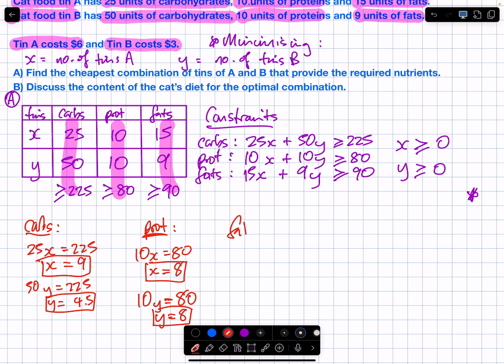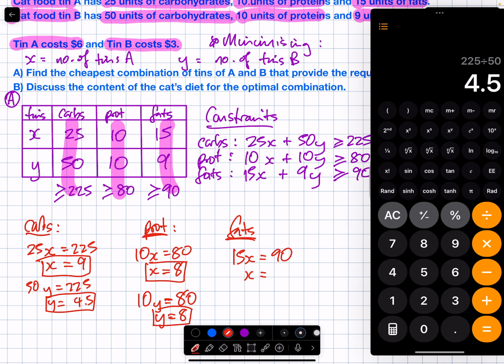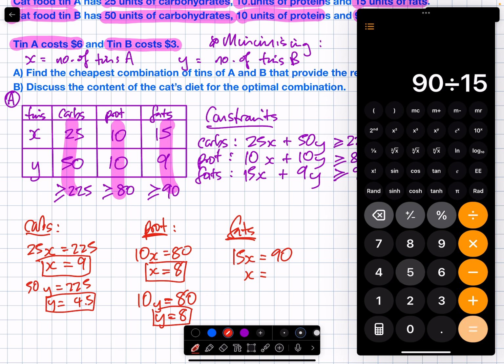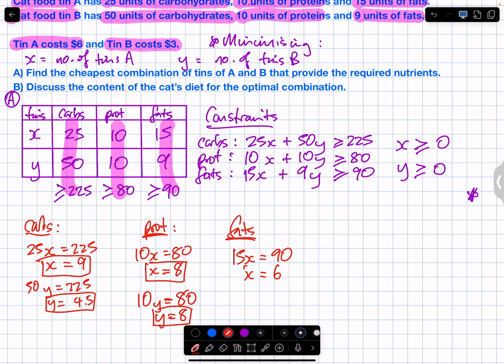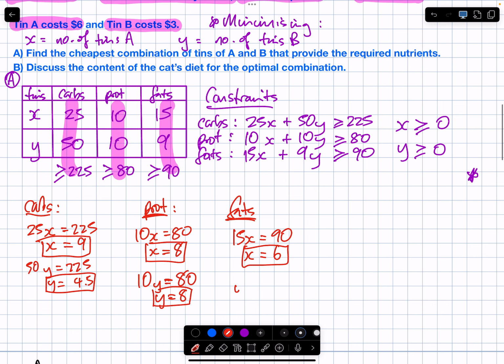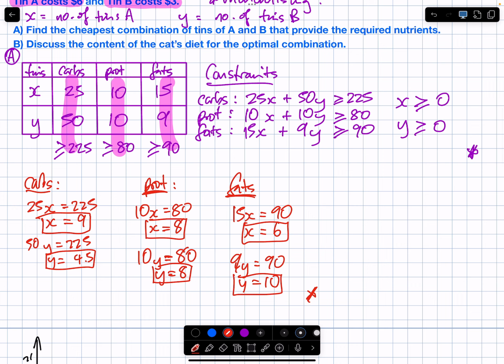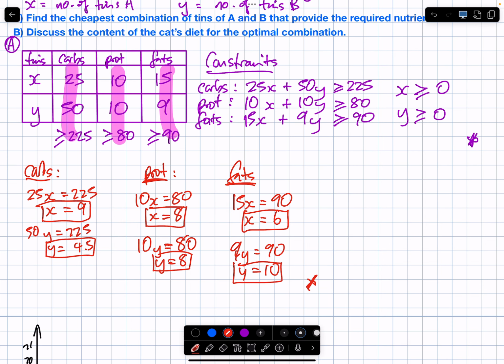Fats. 15x equals 90. So 90 divided by 15, 6. And y, 9y equals 90, so y is going to be 10. I can draw all of these now. Get that maths if you've got to practice that, because I need to scroll down and actually draw these lines. So I'll give you a few moments.